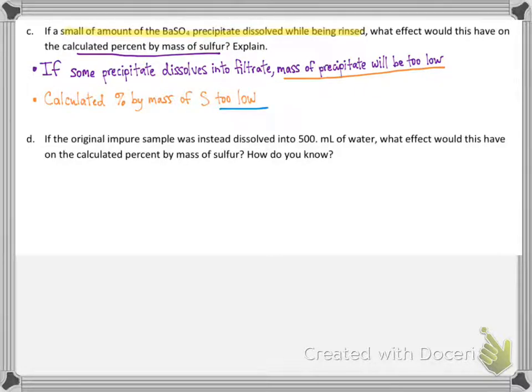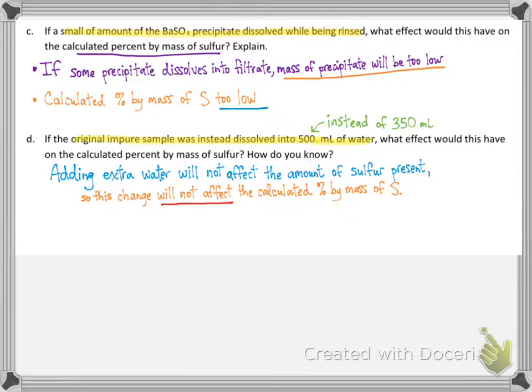Now in the second problem, we're looking instead about changing the amount of water that we're dissolving the original sample into. What's interesting is that the amount of water doesn't actually change any of our calculations, right? We use the water because we have to dissolve stuff and form a precipitate, but then we filter it away and we dry to constant mass. The water, regardless of how much there is, should be gone by the end. So adding extra water will not have an effect on the amount of sulfur present, so it's not going to affect the calculated percent by mass of sulfur.